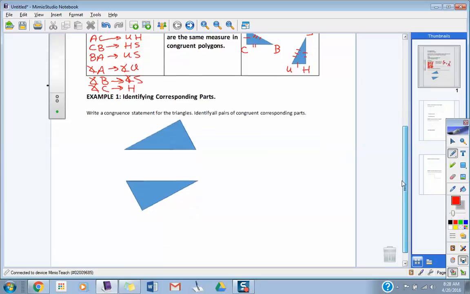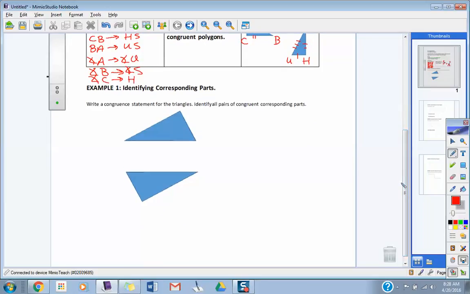Okay. Hey, I need some help on this down here for the first example then. We'll get through this first example, identifying corresponding parts. It says write a congruence statement for the triangles. Identify all pairs of congruent corresponding parts. Okay, help me out here, guys. How is this triangle labeled for you guys in your notes? I know it's labeled for you already. What's this vertex down here? A. B.